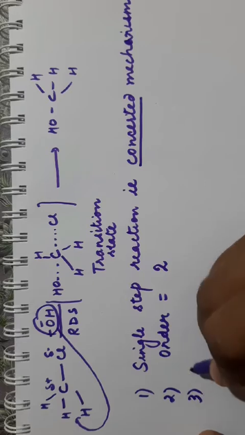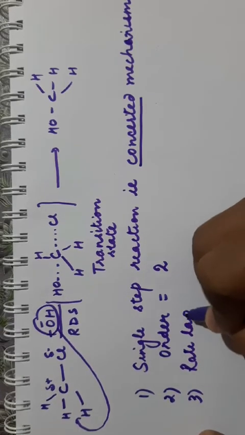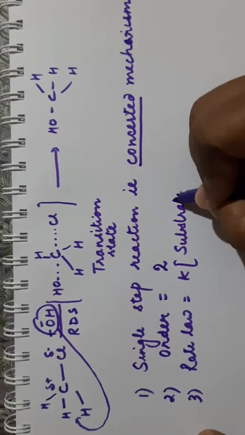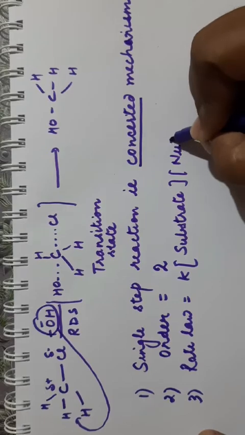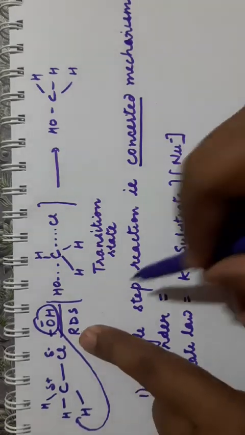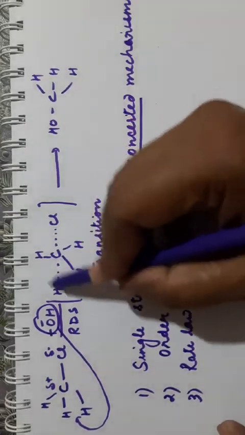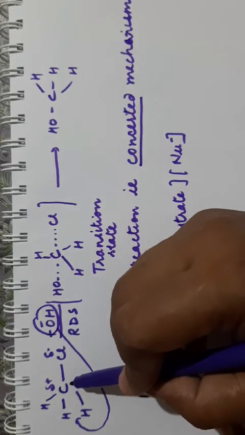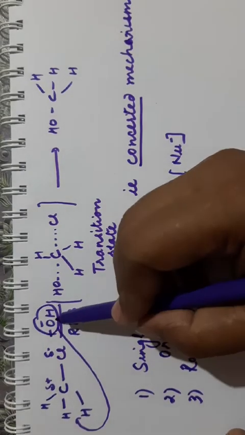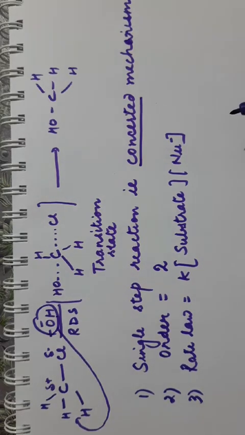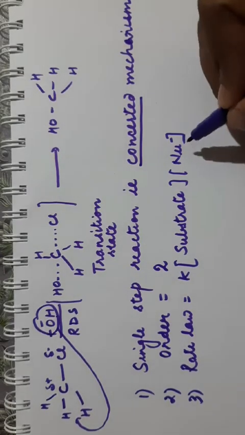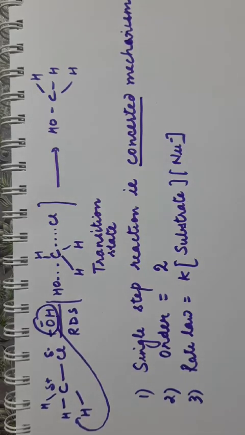If you want to write the rate law for this, rate law will be equal to K. It will depend upon the concentration of substrate as well as the concentration of nucleophile because both are involved in the step. So when this transition state is formed, both the nucleophile and the substrate concentration matters. So rate law can be written as R is equal to K [substrate][nucleophile]. That means if you increase the concentration of the nucleophile or the substrate, the rate of reaction will increase.